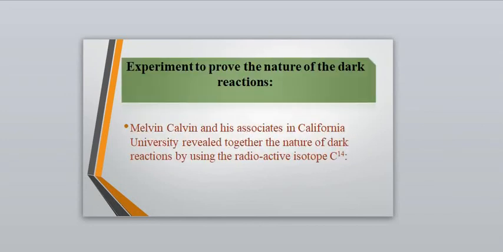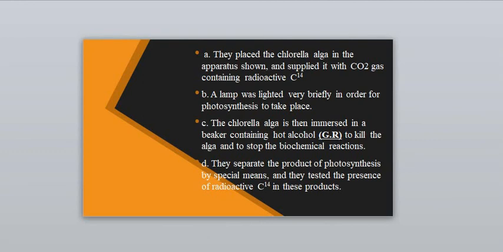And the last experiment that proved the nature of the dark reaction was by Melvin Calvin in California. He used a radioactive isotope, carbon 14. He placed the chlorella algae and supplied it with carbon dioxide, but the carbon here is radioactive carbon 14, and the lamp was lit very briefly for the photosynthesis process. The algae was then immersed in a beaker of hot alcohol to kill it and stop the biochemical reactions.